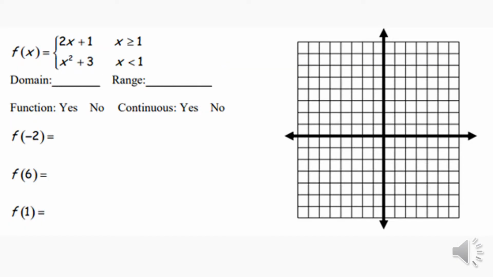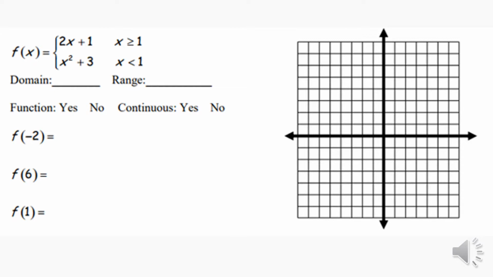Here's an example of a piecewise function. I want you to tell me what its domain and range is, whether it's a function or not, and what it would be evaluated at negative 2, 6, and 1. So at negative 2, I need to use the second equation because negative 2 is smaller than 1. So I would plug in negative 2 to x squared plus 3 and get negative 2 squared plus 3, which would be 7.